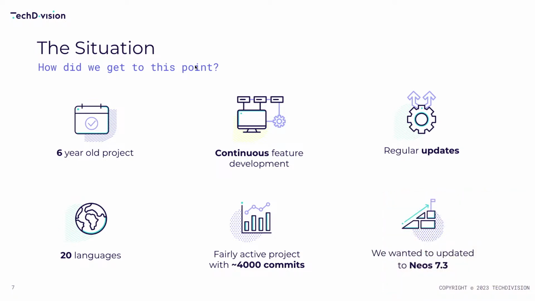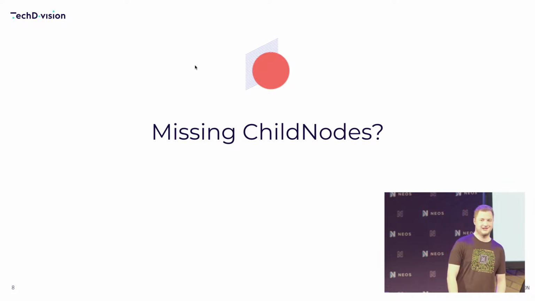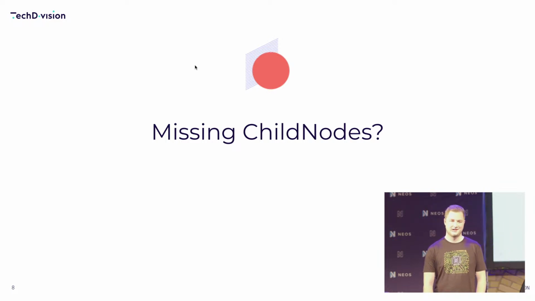And we wanted to update to Neos 7.3. It's a bit ago, so Neos 7.3 was state of the art. And in the update process, we noticed some missing child nodes. I guess everyone here in this room has experienced issues with the content repository, which is all the better to get the new content repository.